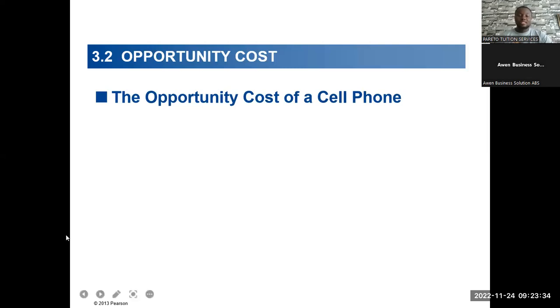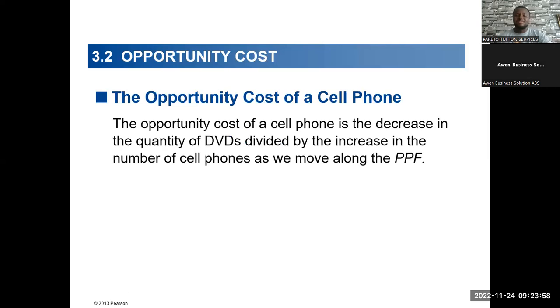Now, let's look at the concept of opportunity cost. We know that opportunity cost is the best alternative that we forgo, that we sacrifice in order to obtain another good or alternative. Now, using the PPF, we can also calculate the opportunity cost of producing any of those goods. So here we are dealing with DVDs and then cell phones, right?